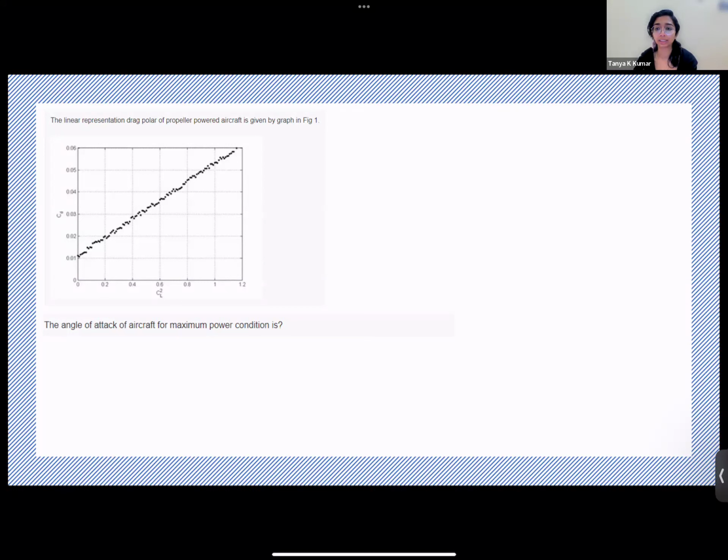7.6 degrees. Is anybody else getting any other answer? Okay, let's just try doing this. The only difference would be in the CL value. Everything else is the same. So CL for maximum power.